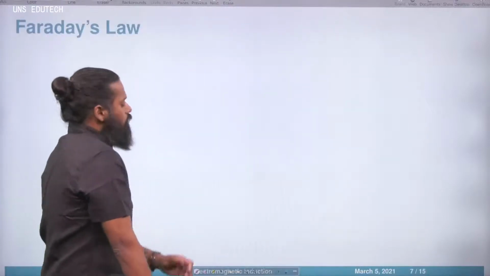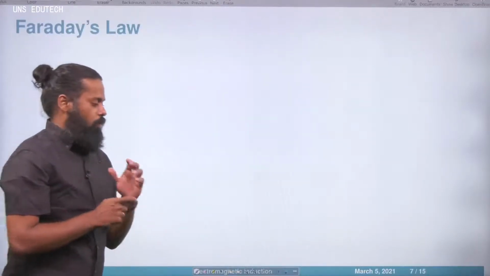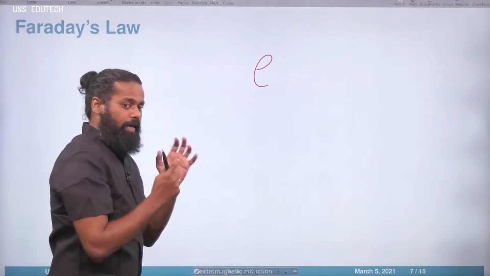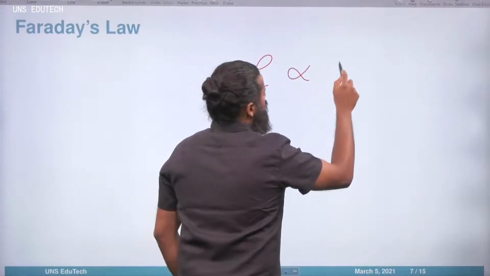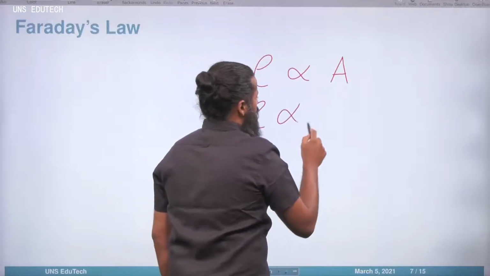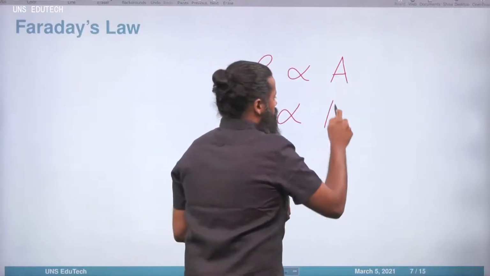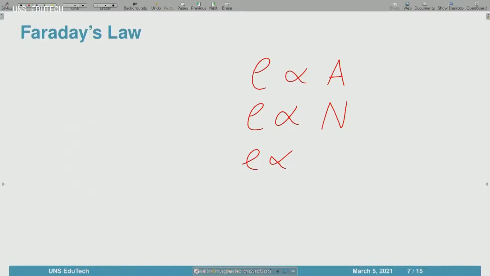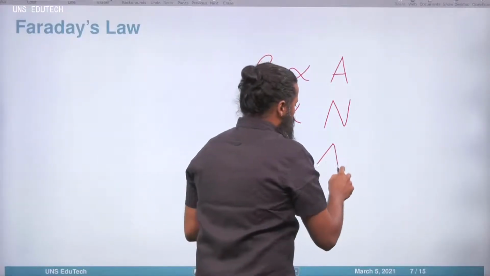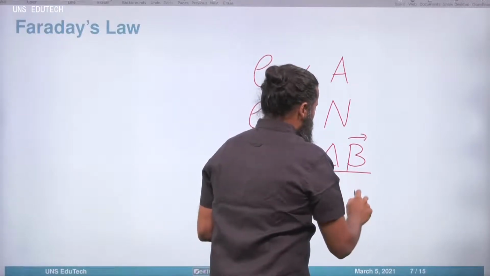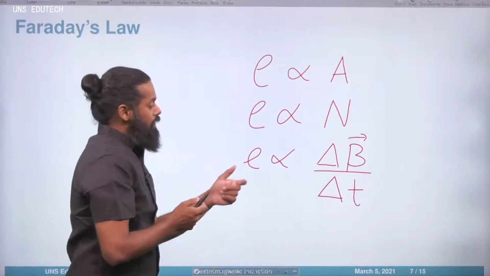Now let us discuss the idea of Faraday's law. Faraday observed that the EMF generated, let us represent using the letter E, is proportional to the area of cross section. Then EMF is proportional to, what else we discussed, the number of turns, N. Then EMF is proportional to change in magnetic field with respect to time. So we can write delta B divided by delta T. So delta B by delta T is nothing but change in magnetic field.